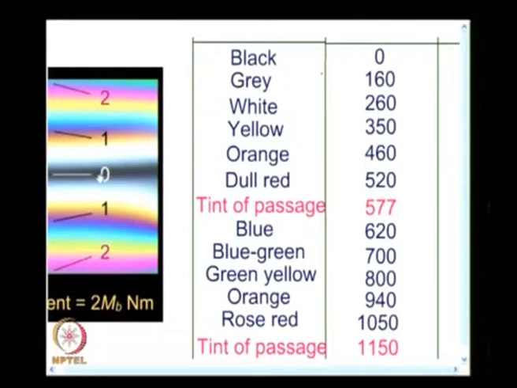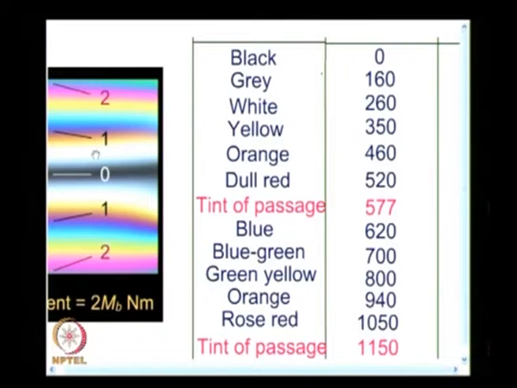From 0 to 1 you have a color sequence like this, from 1 to 2 you have a color sequence like this: blue, blue green, green yellow, orange, and rose red. So, if you are focusing on a particular point of interest, and when we do some modification on the optical arrangement, the color sequence will help you tell whether the fringe order increases at the point of interest or decreases at the point of interest.